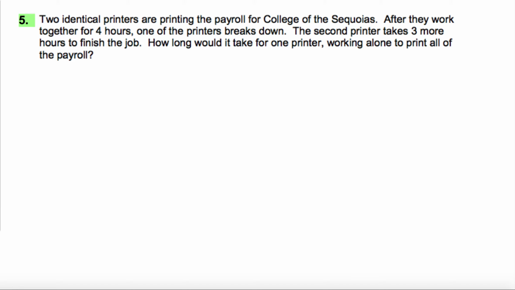Two identical printers are printing the payroll for College of the Sequoias. After they work together for 4 hours, one of the printers breaks down. The second printer takes 3 more hours to finish the job. How long would it take for one printer working alone to print all of the payroll?